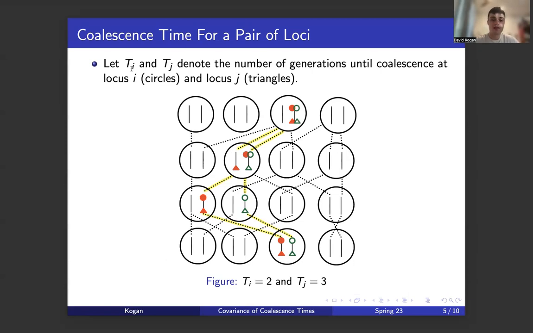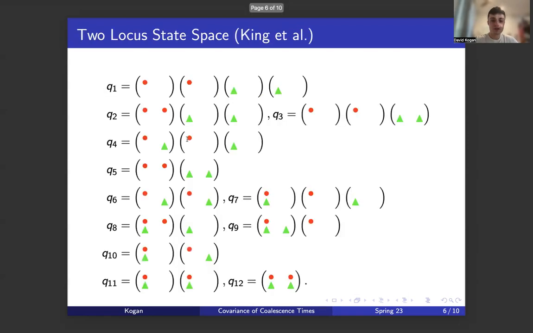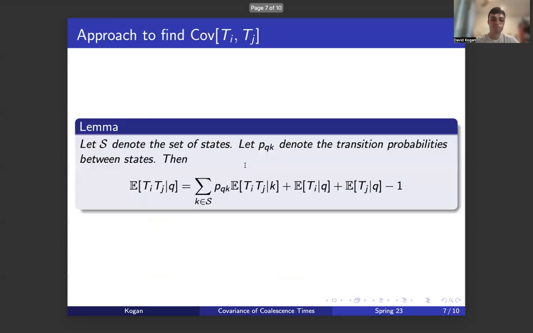Now we have these quantities Ti and Tj, which are the number of generations until coalescence for each locus, and we're interested in the covariance of Ti and Tj. So to find this covariance, we define the state space, and essentially the state space tells us whether loci belong to the same individual or whether loci are in the same chromosome. So there's 12 distinguishable states here, which were found in King et al. And for each state, we obtain different results.